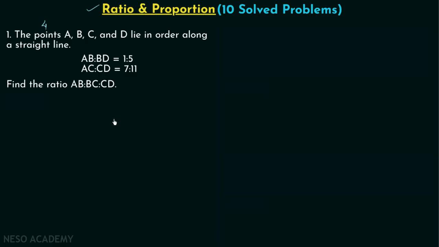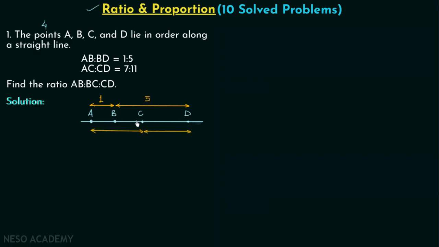I hope you tried and you are done now. Let's move on to the solution. As per the problem, we have 4 points A, B, C, D, and they are on a straight line, too in the same order. Now as per the question, AB ratio BD is equal to 1:5. So this length will be 1 and this length will be 5. Similarly, AC ratio CD is equal to 7:11. So this length will be 7 and this length will be 11.